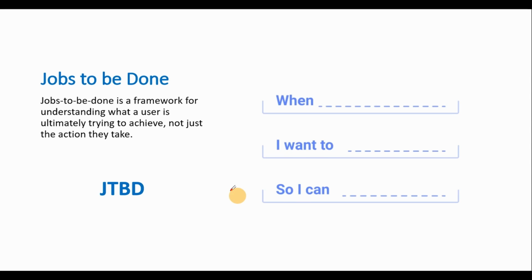JTBD is based on the idea that users will hire or fire a product in order to achieve a job. Ask yourself, what job is my product hired to do? One of the most important examples of JTBD is that people do not want a quarter-inch drill. They want a quarter-inch hole. People will use your product in order to achieve their jobs.